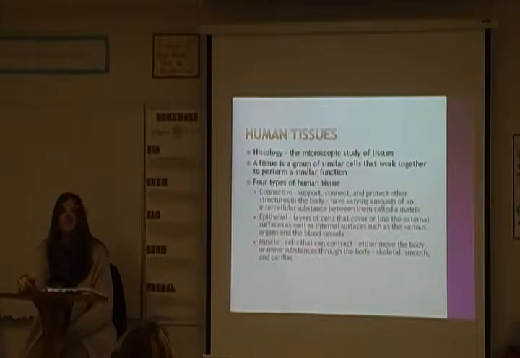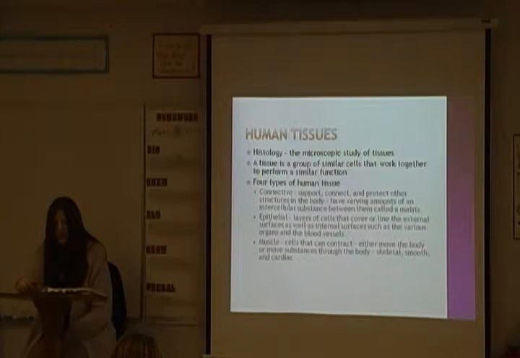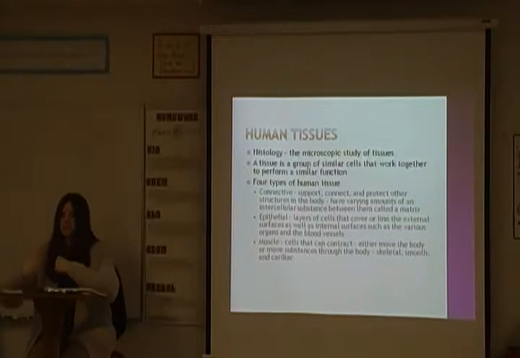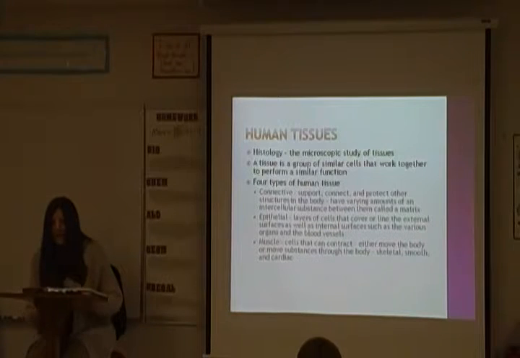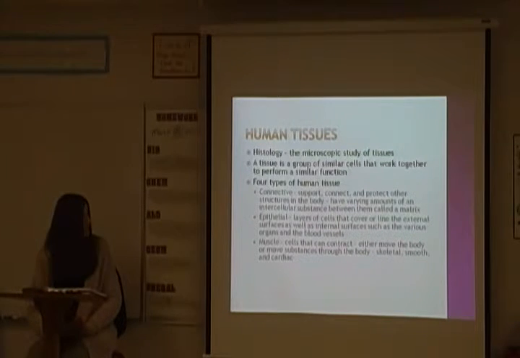All right, then of course there's muscle tissue, and these are just what it sounds like. It's muscle cells that can contract. Now, it's not necessarily just the muscles that you think of in the body, right? Your skeletal system muscles, or the muscles that work with your skeletal system for movement. Yes, those are composed of muscle tissue, but there's other types of muscle tissue, and we'll look at that when we get to the muscular system.